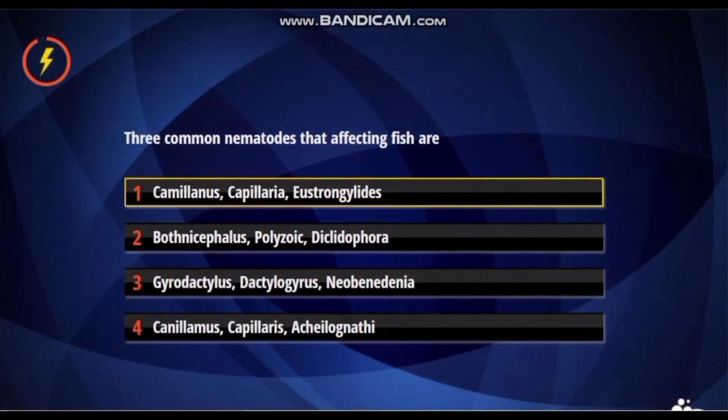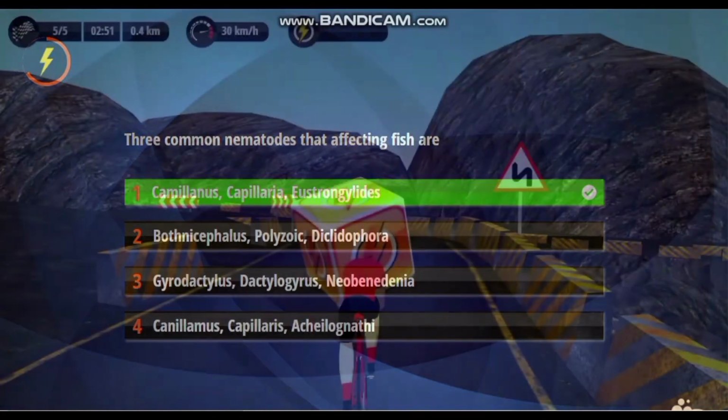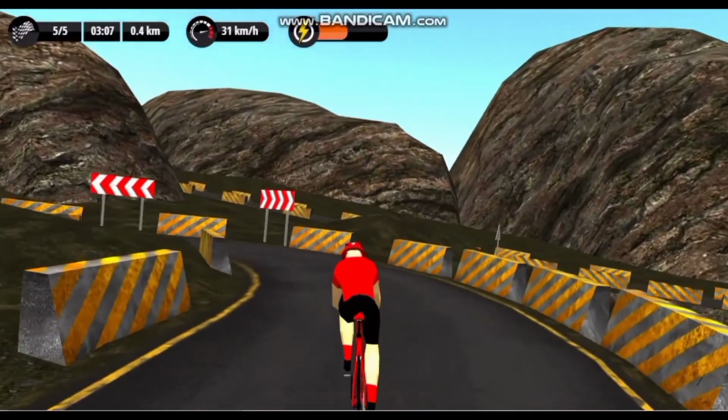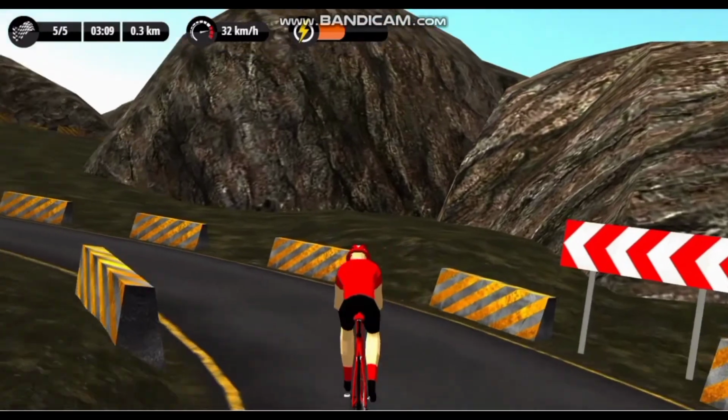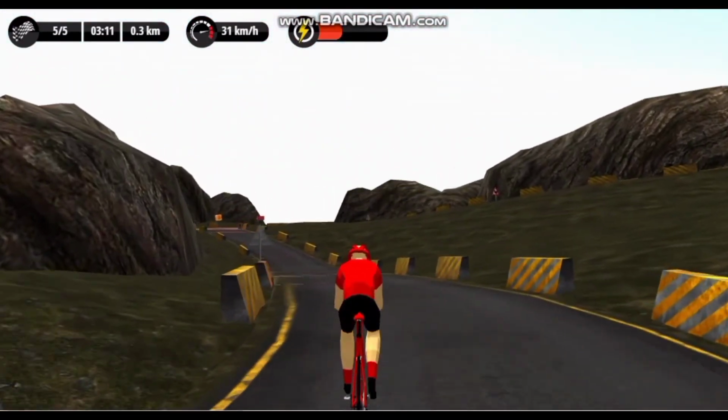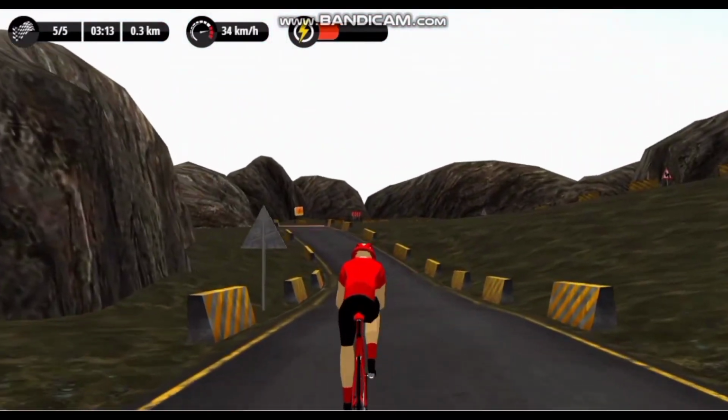Next question. Three common nematodes affecting fish are... The answer is number 1. This is because out of the 4 answer choices, only number 1 is the nematode which is spelled correctly.